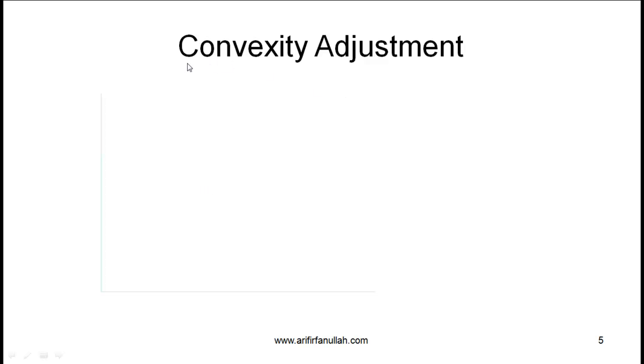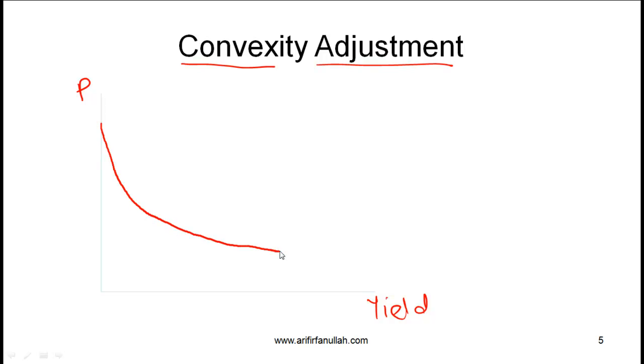So now let's talk about the concept of convexity and convexity adjustment. So continuing with the price versus yield curve for a bond, let's just plot this out again. So let's say that our price yield curve looks like this, and just continuing with the earlier example, let's say that we are talking about this point where the yield is equal to 8% and the price of the bond is equal to 100, which is par value. And what we said earlier was that we calculated a duration equal to 3.